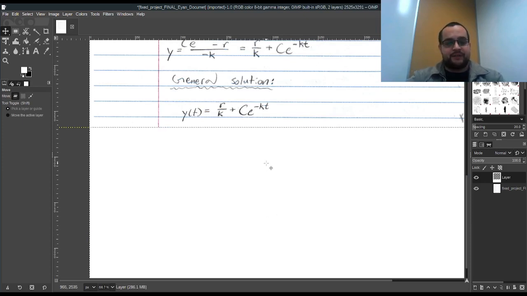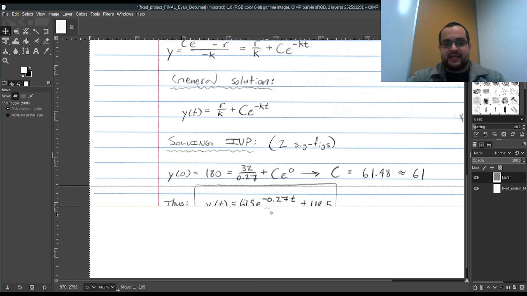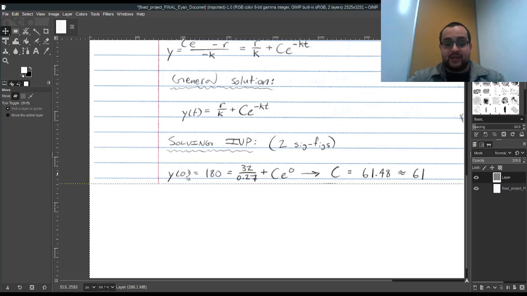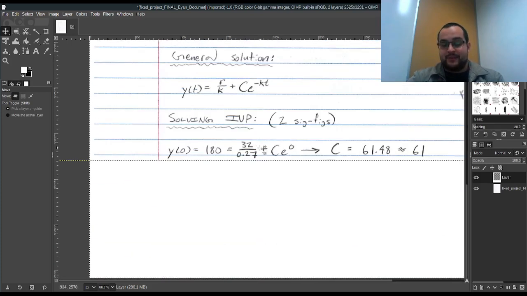From there, it's pretty straightforward. We can now solve the initial value problem. So we first just take our inputs. So y naught is equal to 180, which is equal to 32 over 0.27, and these numbers are coming from the givens up top. And then we add that to c times e to the 0. And e to the 0 is just 1.